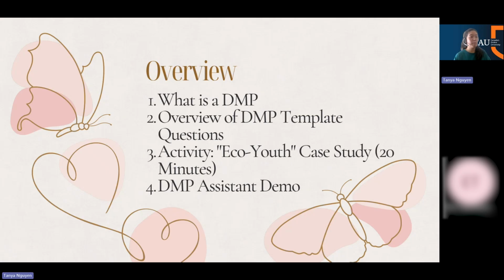We'll have maybe 20 minutes to work on that, to draft a DMP for this mock case study. And lastly, if there is time, I can walk you through the DMP Assistant tool. This tool simplifies the process by providing templates that align with funder requirements.